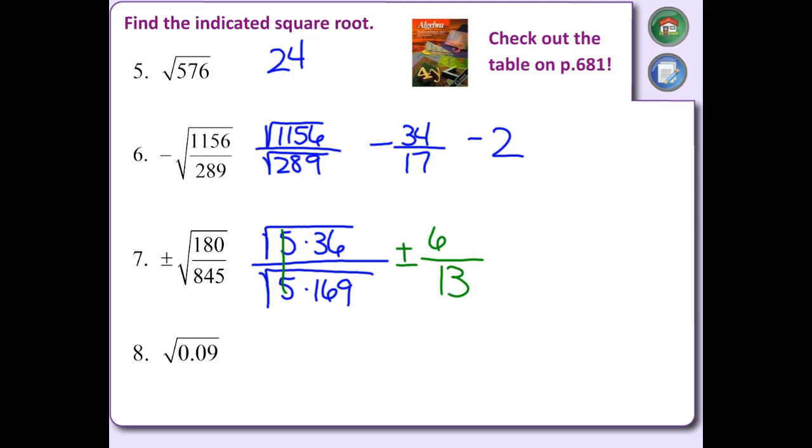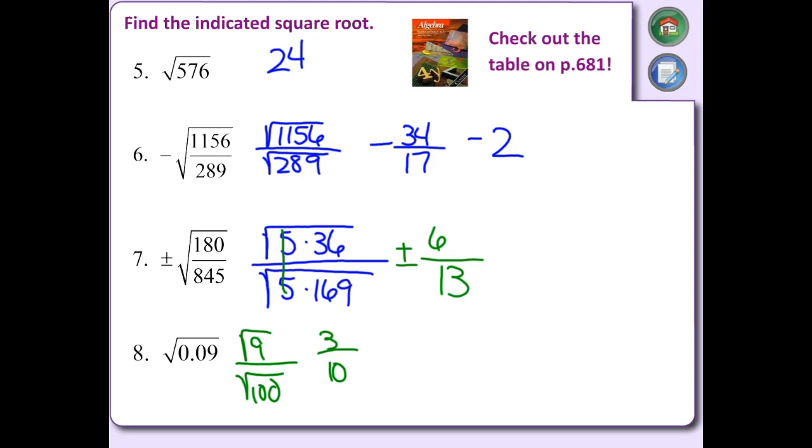Now, when we look at number 8, a couple of ways I can do it. The first thing we can do, the easy way, is I could change that into a fraction. I can make that the square root of 9 over the square root of 100. Now, how did I do that? Because it's the hundredths place, okay? 9 over 100, and then the square root of 9 is what? 3. The square root of 100 is 10, okay? So you could say 3/10.